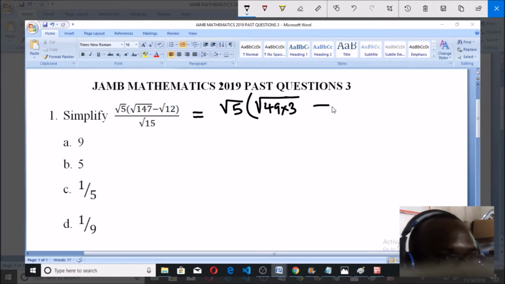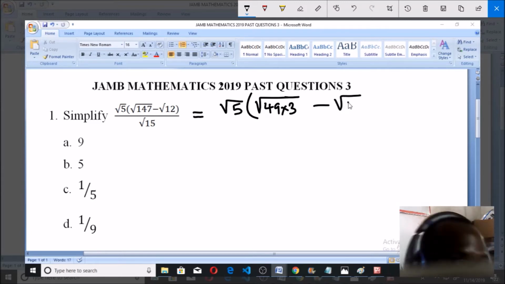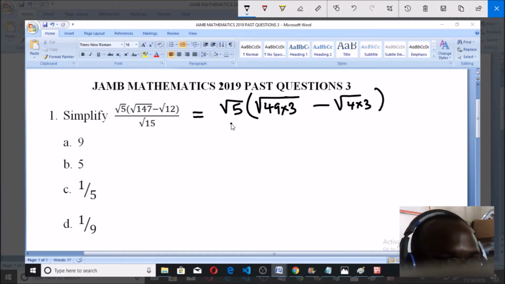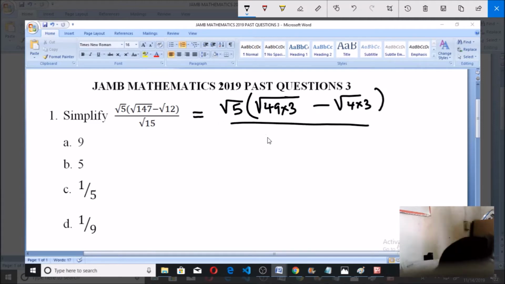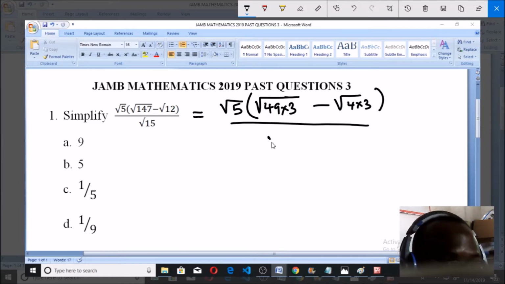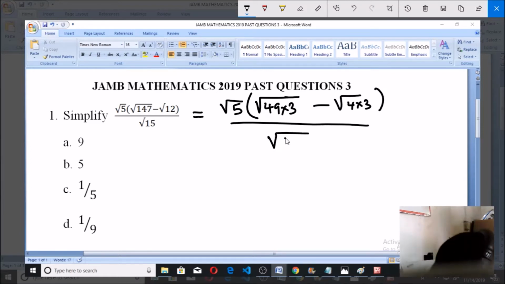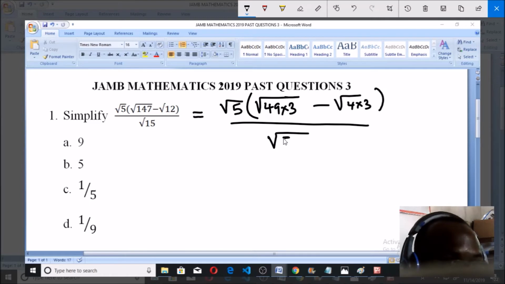Now instead of saying √12, we know that √12 is the same thing as saying √4 times 3. So those simplifications are very, very important. Then instead of saying √15, we know that 15 is the same thing as saying √5 times 3. So with this, you can see that there are lots of similar terms that can be cancelled out.